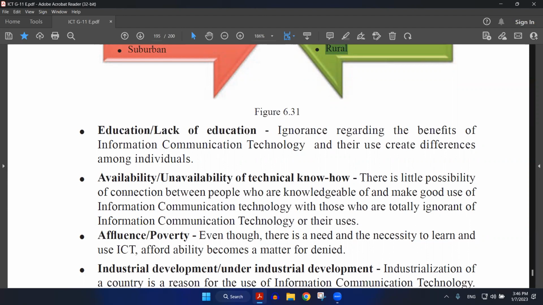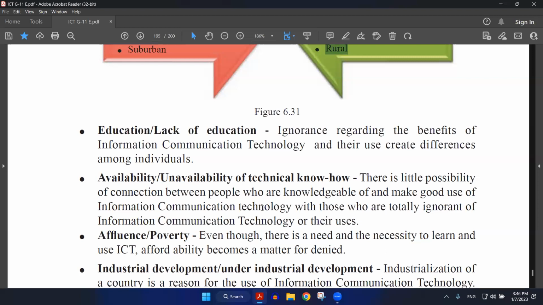Or like, even though they have the willingness, sometimes they may not have enough resources. The resources are not available with them due to some particular reason. It can be a geographical reason, it can be a financial reason. So somehow the technical knowledge is not there, right? So it again makes the divisions.